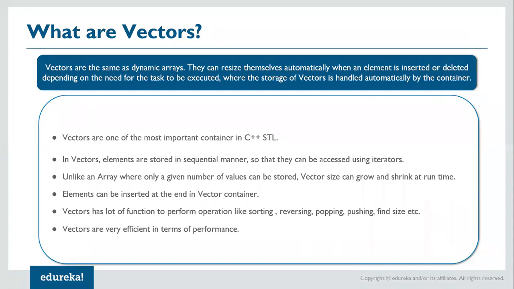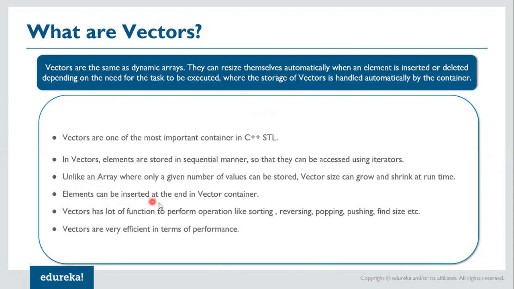Now moving on, unlike an array where only a given number of values can be stored, a vector can grow and shrink at runtime. So this I have already explained to you earlier, that they are dynamic in nature. So depending upon whether you want to add more elements, it can grow in size, or if you want to remove elements from the vector, it can shrink in size.